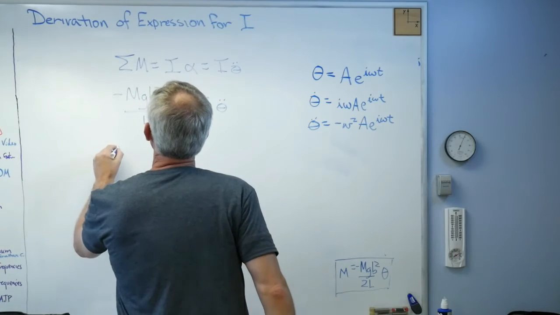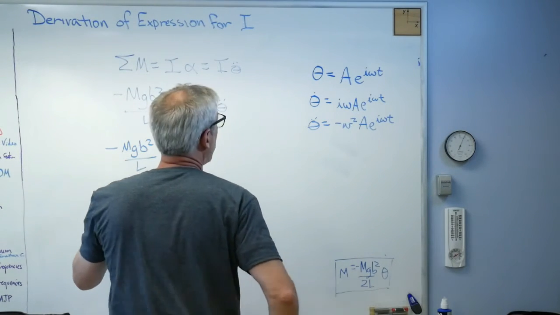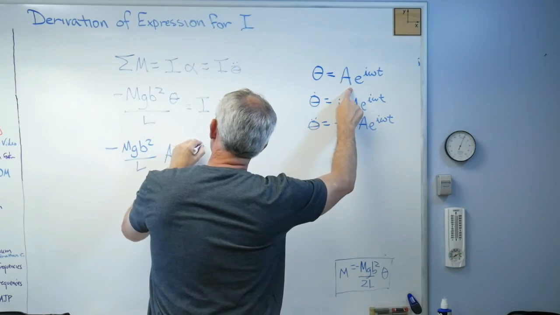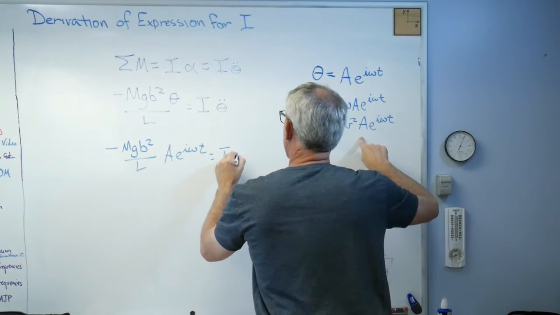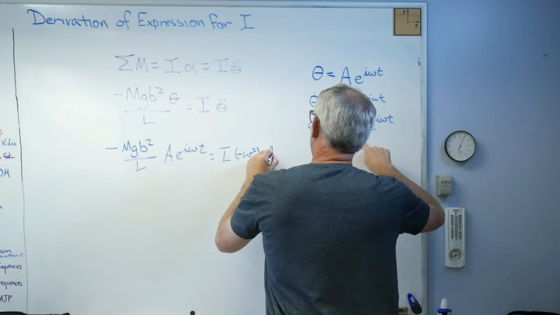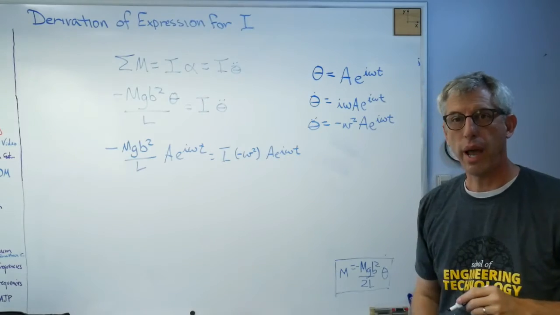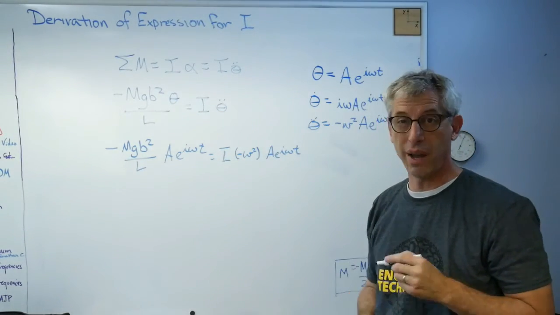Okay, so I get minus mg b squared over L. I'm going to plug that in right there: A e to the i omega t equals I. Now I've got this minus omega squared term, A e to the i omega t. All right? I haven't changed anything, as long as that's really truly sinusoidal motion.